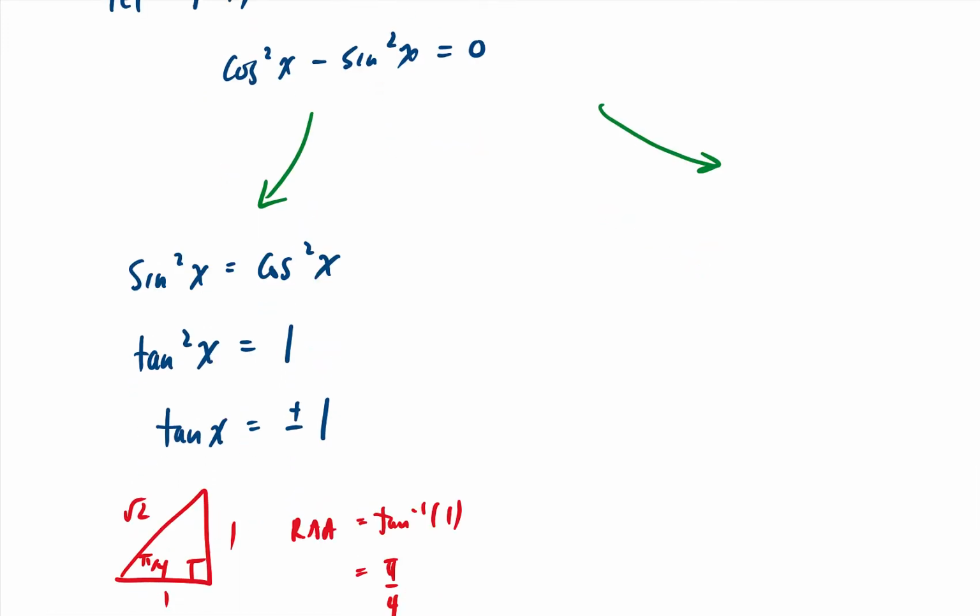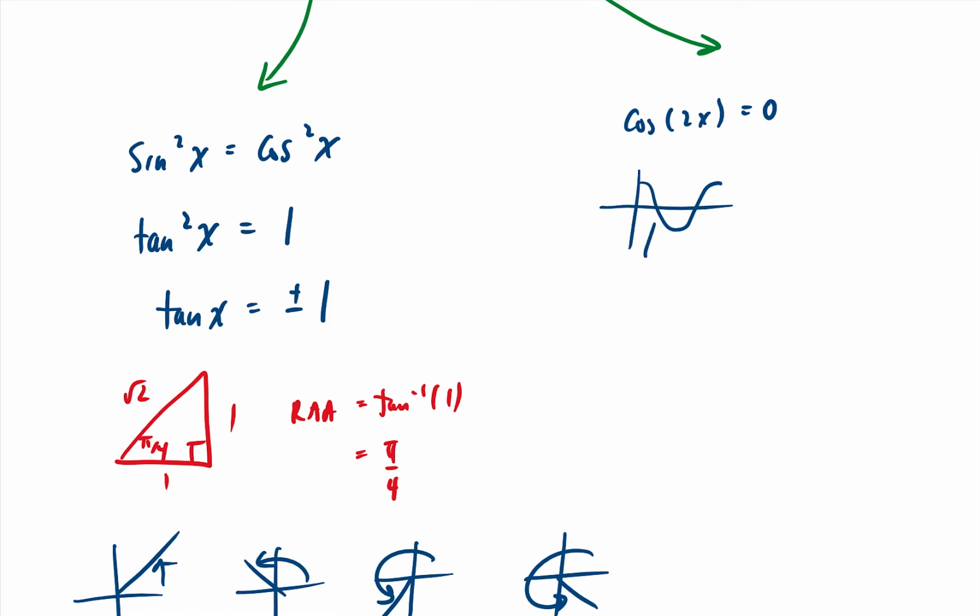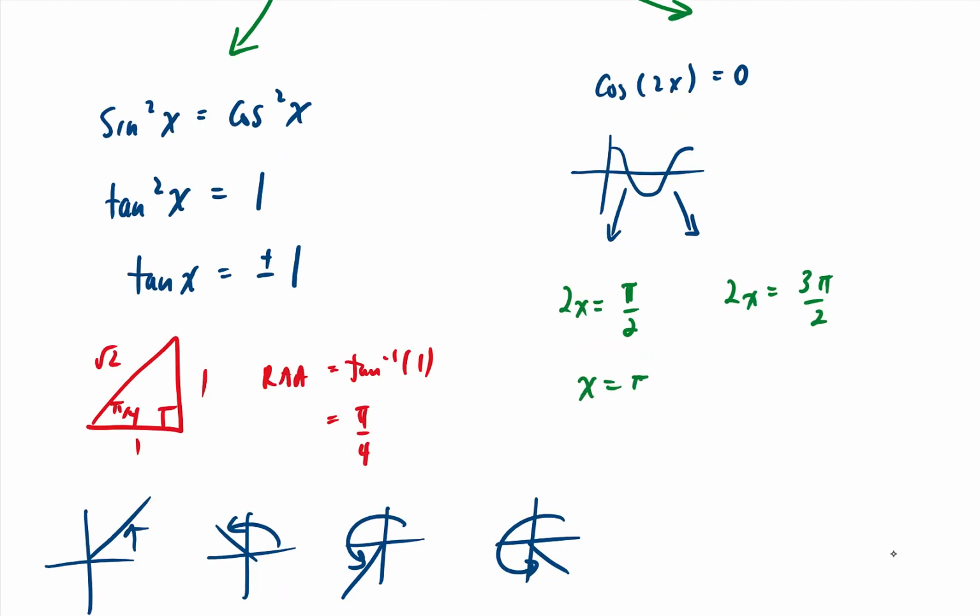Let's take a look at method number 2. Method number 2 is to use an identity. So for example, cos squared x minus sine squared x is equal to cosine of 2x. If we use that identity, we get cosine of 2x is equal to 0. And if we look at the graph of cosine, it equals 0 at the following two locations between 0 and 2 pi. So we get that 2x is equal to pi over 2, and 2x is equal to 3 pi over 2. Dividing by 2, we get x is equal to pi over 4, one of our answers from previous, and the second one is 3 pi over 4.